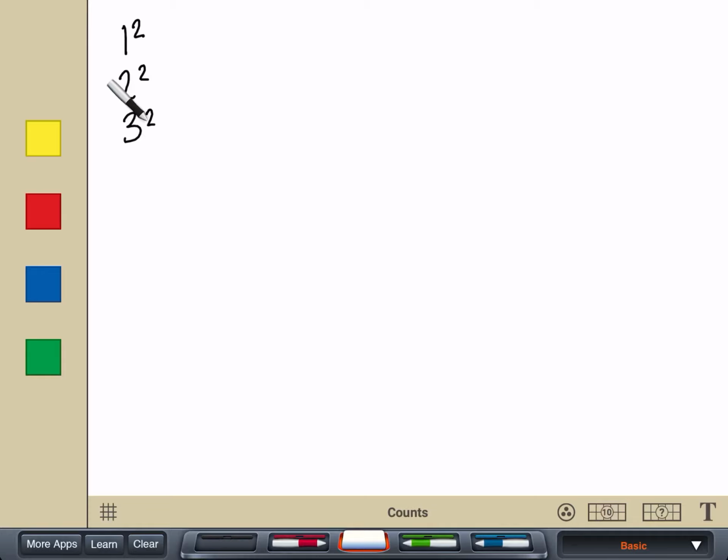So what does that look like? 1 squared is 1 times 1. 2 squared, 2 times 2. 3 squared is 3 times 3. So what does this look like with blocks?